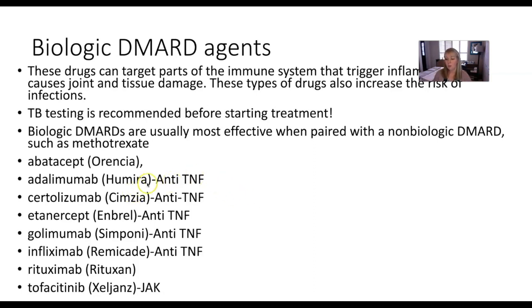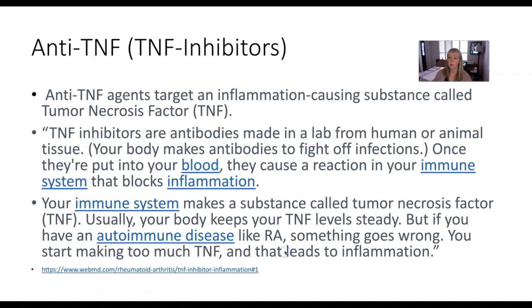I did go ahead and write, because there are different types of targeting the immune system areas. So, for example, Humira and these target your tumor necrosis factor. And this is the JAK, which we will talk about in a couple slides here. But all of these are biologic DMARDs that affect the immune system. The anti-TNF, so the tumor necrosis factor inhibitors, they target the tumor necrosis factor.